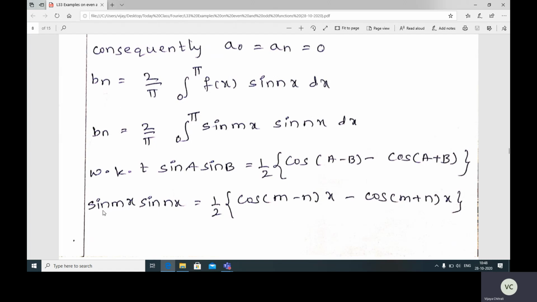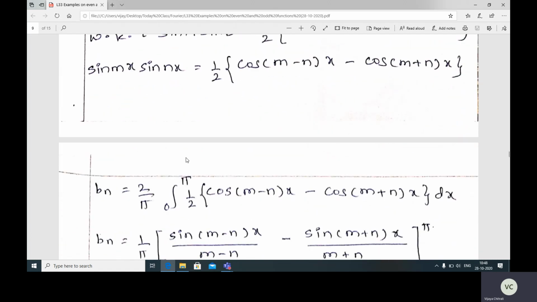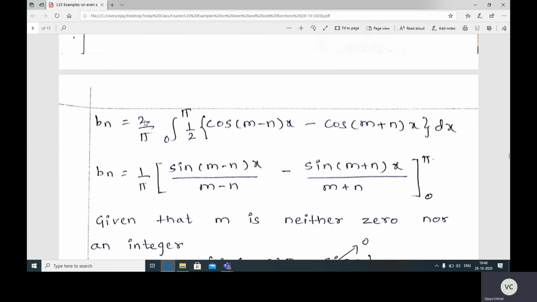So applying that, sin mx sin nx is equal to 1 by 2 [cos(m minus n)x minus cos(m plus n)x]. Now substitute here. So bn is equal to 2 by pi integration from 0 to pi, 1 by 2. So sin mx sin nx will be 1 by 2 [cos(m minus n)x minus cos(m plus n)x] dx. Now integrate this, the two gets cancelled, 1 by pi.